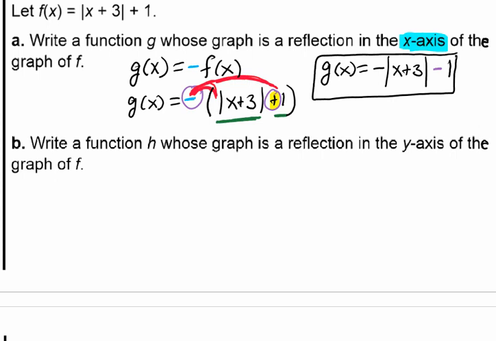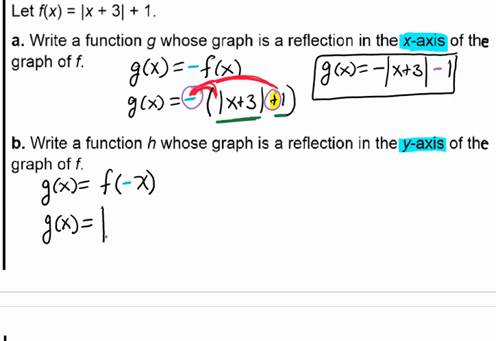Now if we look at letter B, it says write a function h whose graph is a reflection in the y-axis of the graph of f. And so up above, we went back through and saw that that means that our negative symbol is actually going to be on the inside with our x. So what does that look like? Well, we're going to go ahead and start to write it.